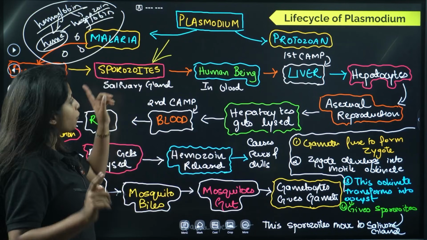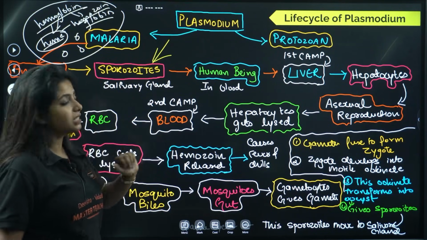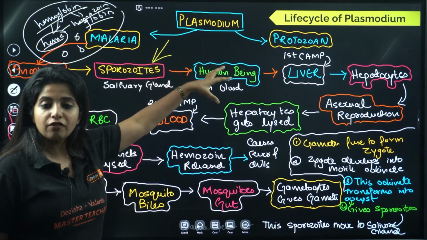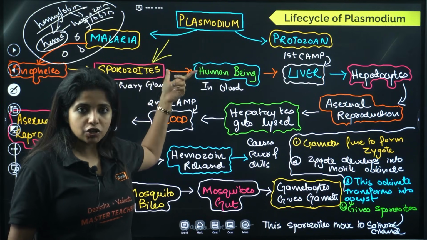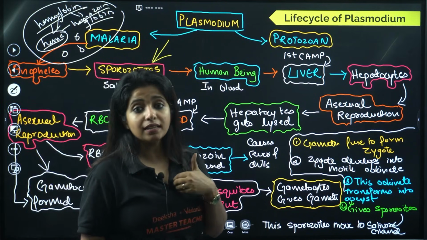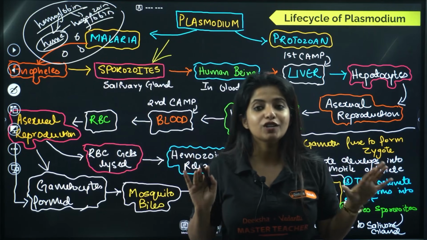Okay. Now from here, a question which can come is: in which stage does it affect a human being? It is the sporozoite stage. Does sexual reproduction happen in the case of our body? The answer is no.